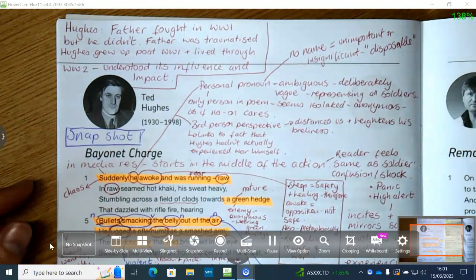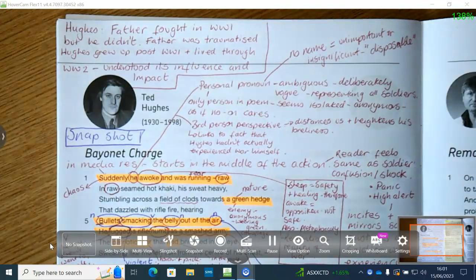In this video we're going to look at Bayonet Charge. It's on page 36 of your anthology. In this video you'll see that I've done the notes straight onto the anthology to show you how you should record your notes, but in future videos I'll do it on a PowerPoint and that might make it easier for some of you to read.